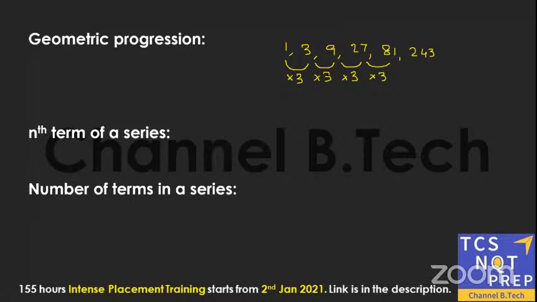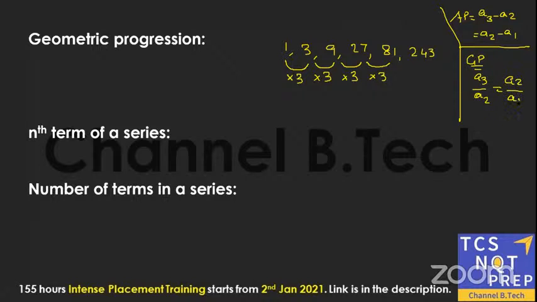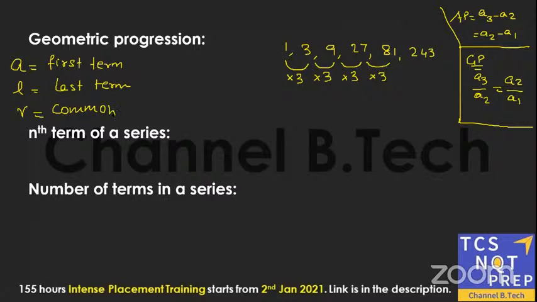Successive terms will be multiplied with the same value. Or we can say, see, in arithmetic progression, A3 minus A2 will be equal to A2 minus A1. This is arithmetic progression. In geometric progression, A3 by A2, that is third term divided by second term, will be equal to second term divided by first term. Okay. This is geometric progression. Here, first term is A. L is last term. Here, instead of D, we have R, which is common ratio.